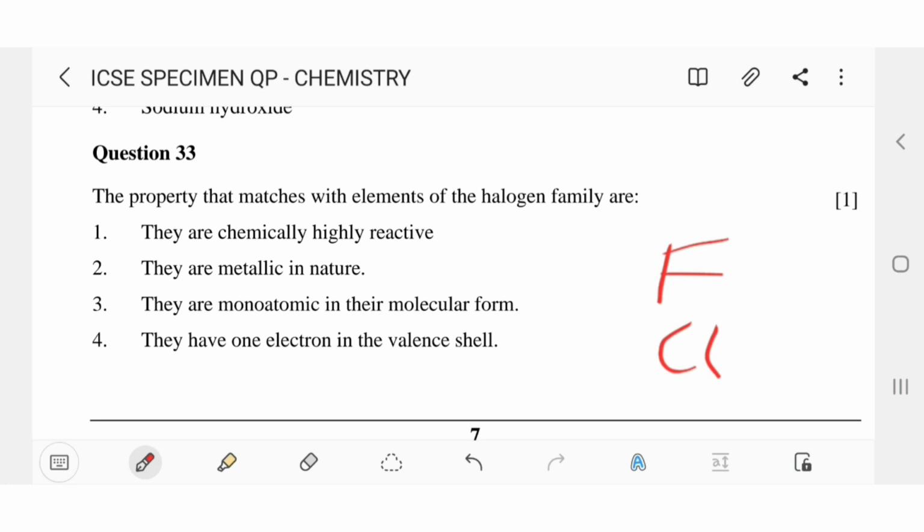They're metallic in nature. No. They're monoatomic in their molecular form. No. They are diatomic. They have 1 electron in the valence shell. No. They have 7 electrons in the valence shell, but their valency is 1. So the correct answer is they are chemically highly reactive because they are very close to the noble gas configuration.